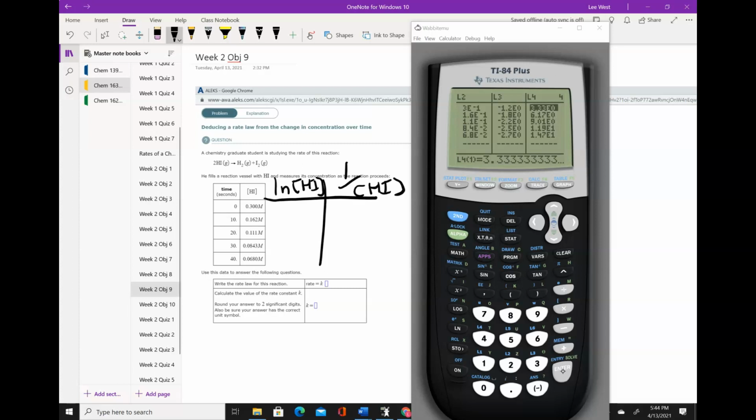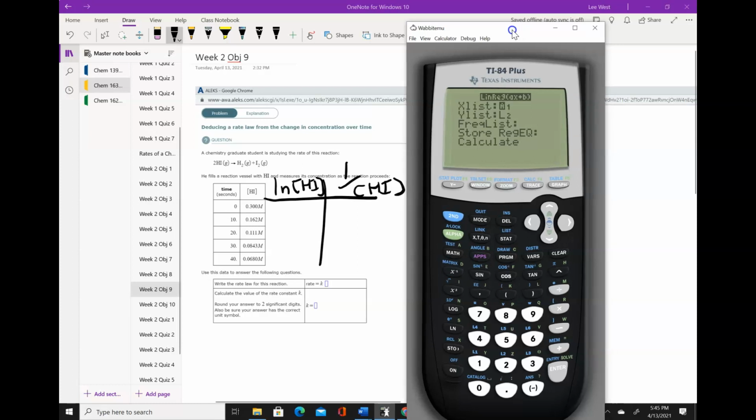So now I want to check which of these are linear, right? So I go into the stat menu, and this time I'm going to do a calculation. All right, so I go over to calc, and the type of calculation I want to do is linear regression. So I can hit number 4 to bring that up. And the first thing I want to check is whether it is 0 order. That is, is a plot of time and concentration a straight line. Right, that's what I want to check.